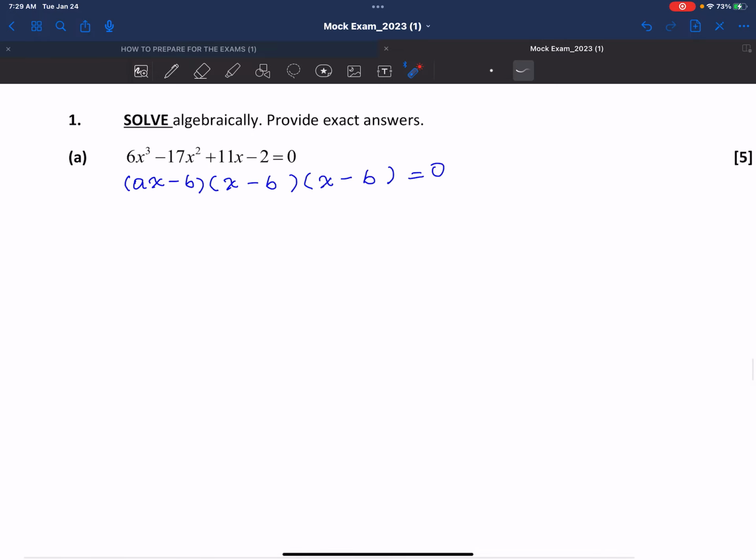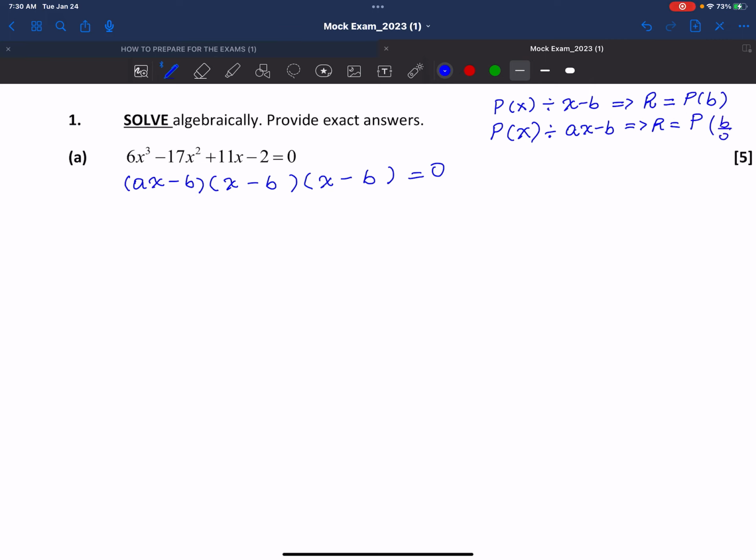For this, we use what we call the remainder and factor theorem. A quick review of the remainder theorem: if we have a polynomial p(x) divided by a binomial of the form x minus b, the remainder is equal to the value of the polynomial at b. Similarly, if a polynomial p(x) is divided by a linear binomial of the form ax minus b, then the remainder is equal to the value of the polynomial at b over a.